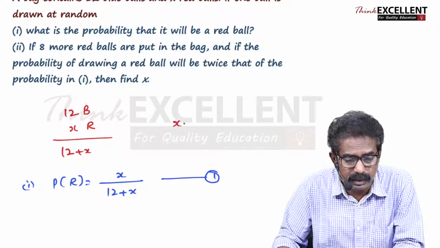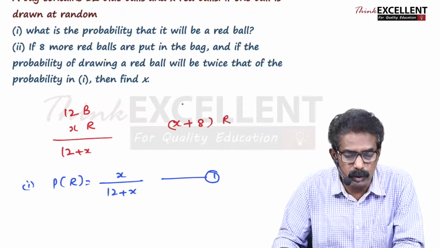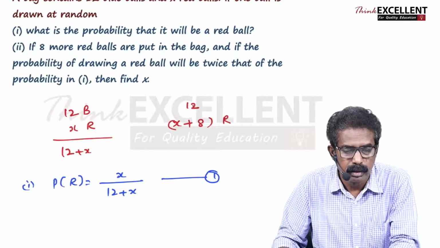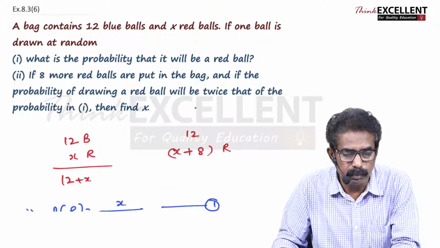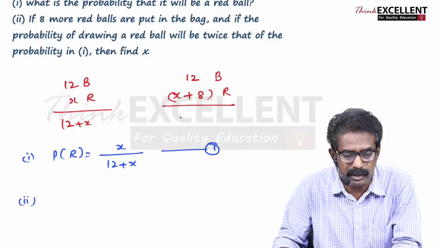Earlier X red balls, now we added 8 more. So how many red balls are there now? X plus 8. There is no change in blue balls. Blue balls are 12, right? Now what's the total number of balls? X plus 20. 12 plus 8, 20, right?